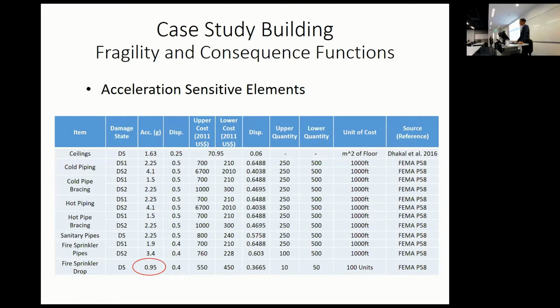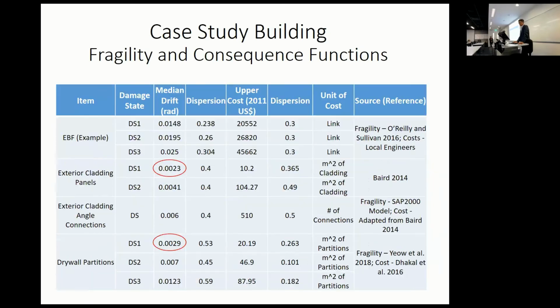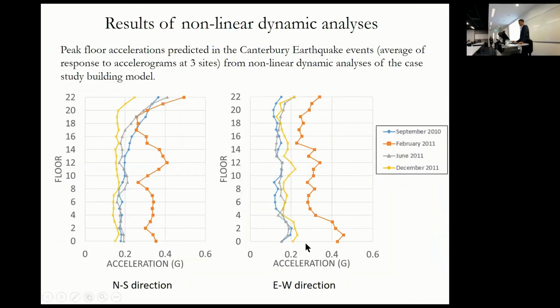So we can conclude from this sort of quick look, even if we're not sure about the fragility of these different elements, what is clear is that we're not expecting a lot of acceleration-induced damage to our non-structural elements, remembering that we had floor accelerations of up to about 0.4 G.